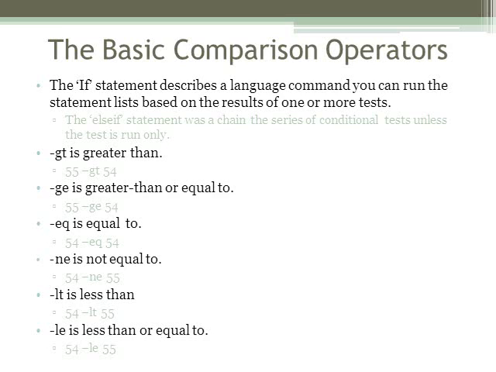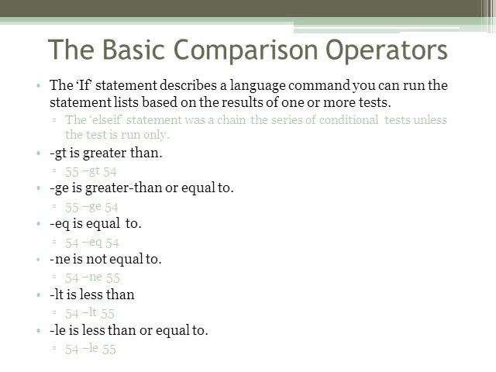Now, you can use the if statement and the else if statement by adding the variable with the basic comparison operators and then the hard-coded number. Now GT is greater than, for example, 55 is greater than 54. Now GE is greater than or equal to, for example, 55 is greater than or equal to 54.